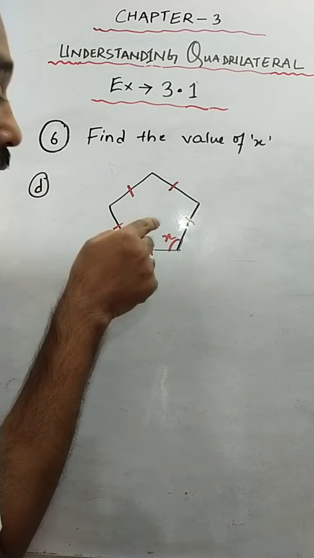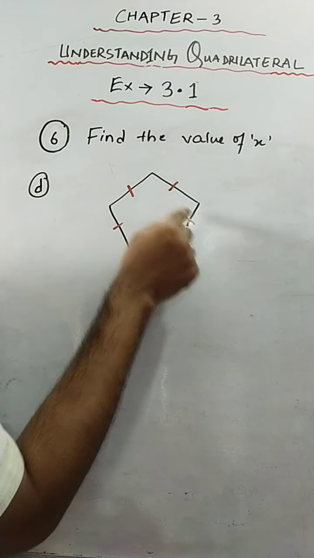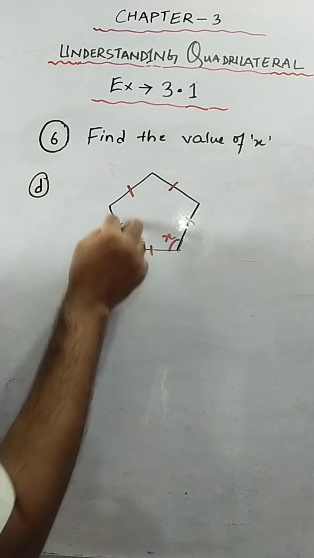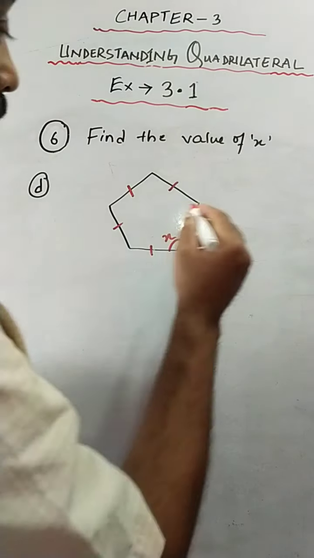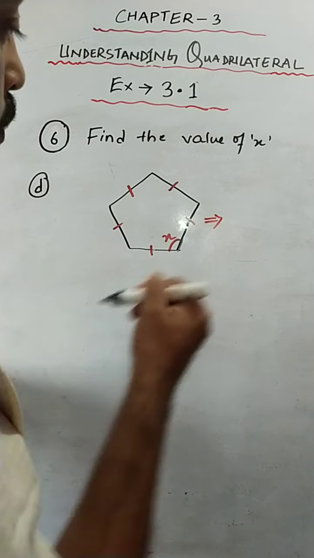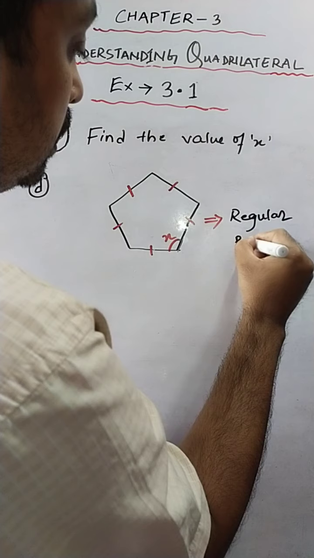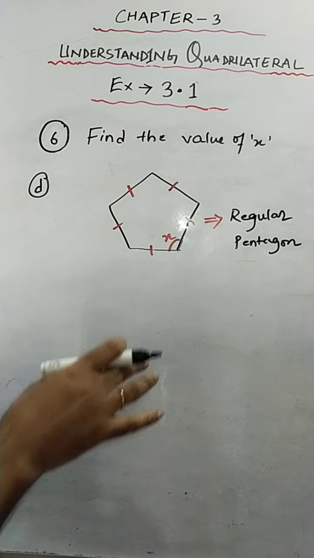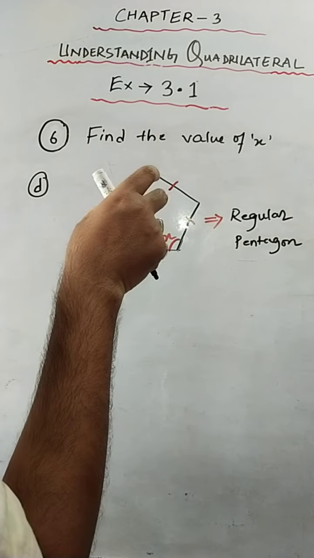So any figure, that means if it carries this type of line, that is similar lines, that means all the sides are equal and even all the angles will also be equal. So this is a regular pentagon, students. So this type of figure is called a regular polygon, and to be more specific, the name of this figure would be regular pentagon.